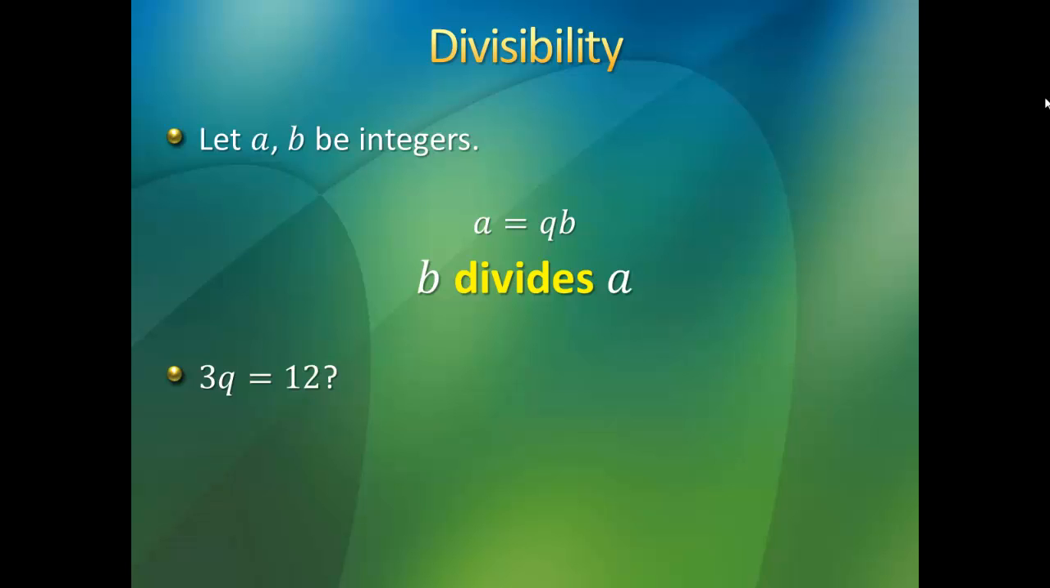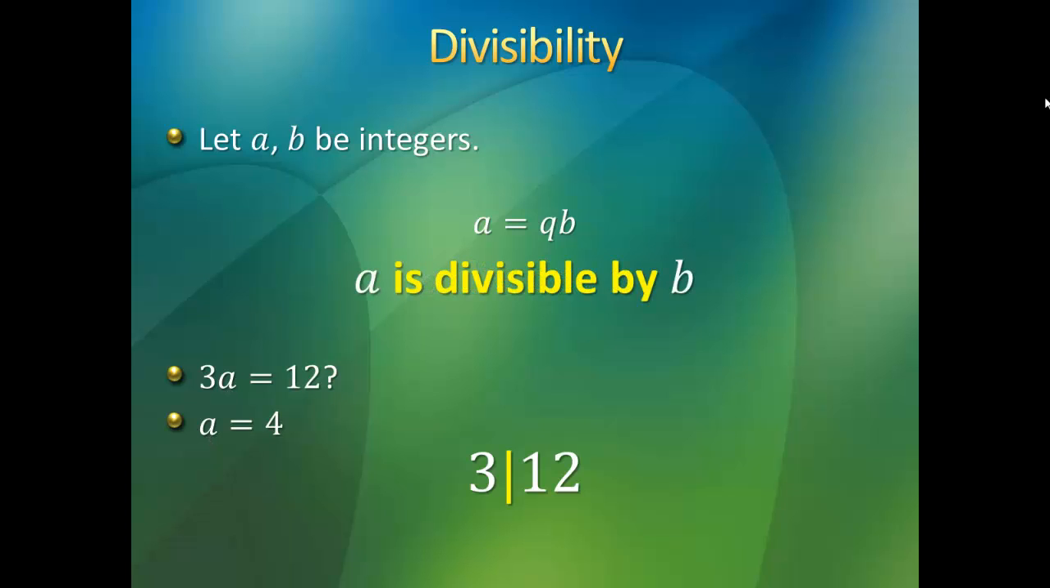Is there an integer solution to 3q equals 12? Of course, q would be 4. So we'd say that 3 divides 12. We usually reference this with a vertical bar. Be careful not to confuse this with a fraction bar. We sometimes say a is divisible by b.